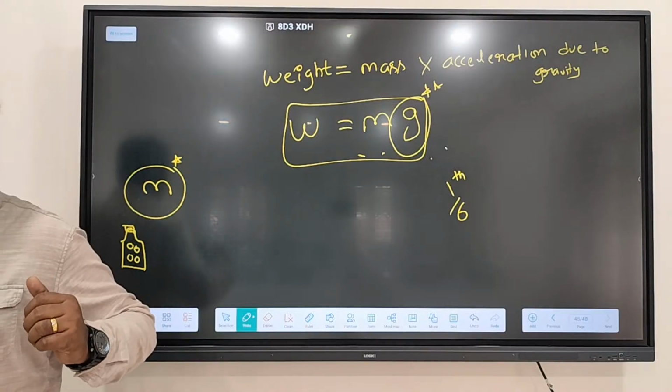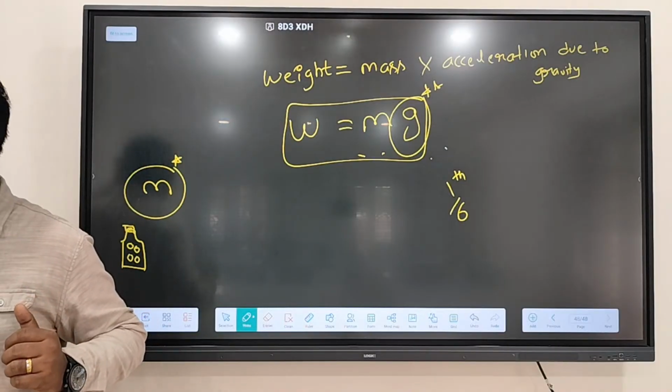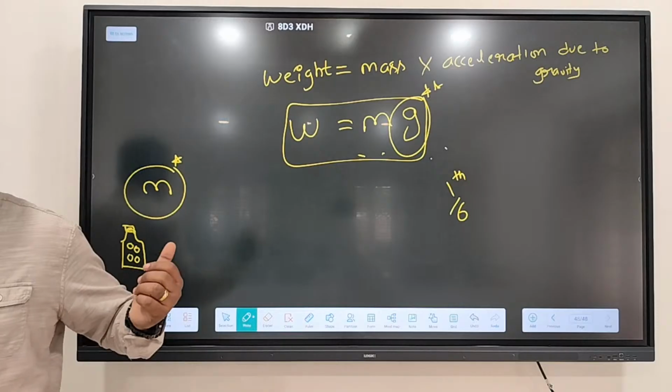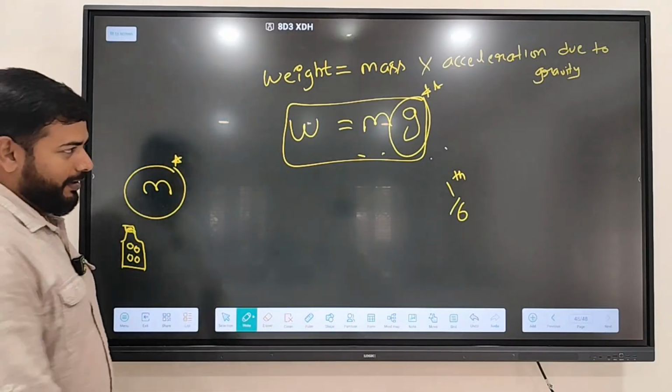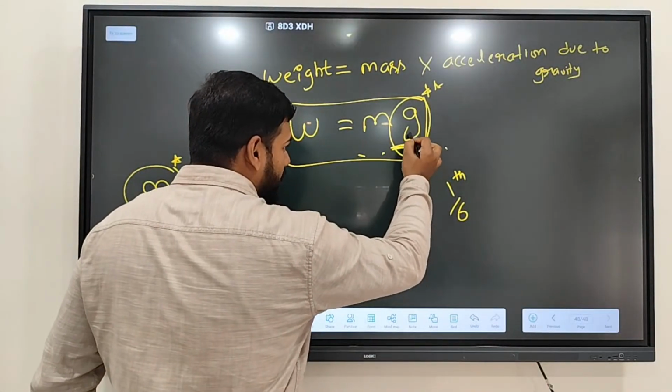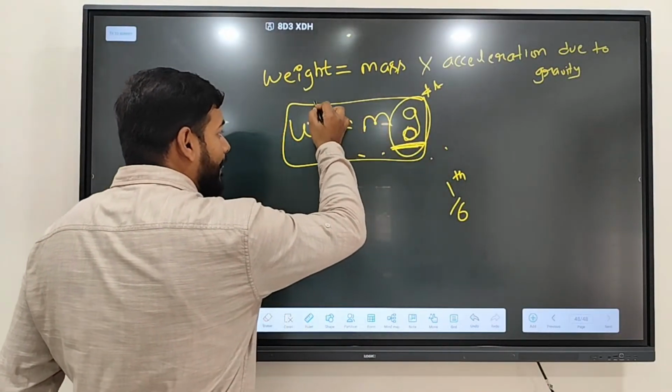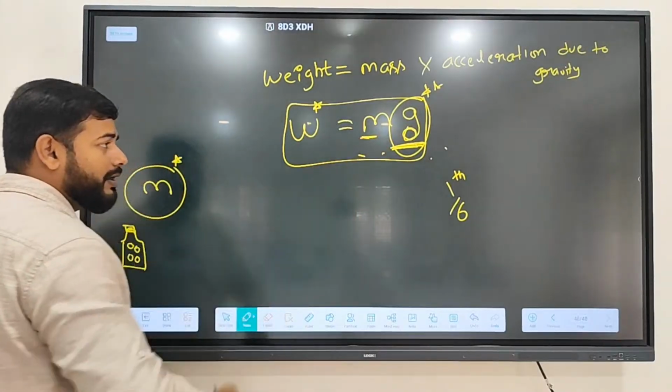Reduce your weight by 50 kgs in one day just by going to the Moon, right? That is possible. When you come back, it will be the same. If the acceleration due to gravity value changes, weight changes, but mass is constant.